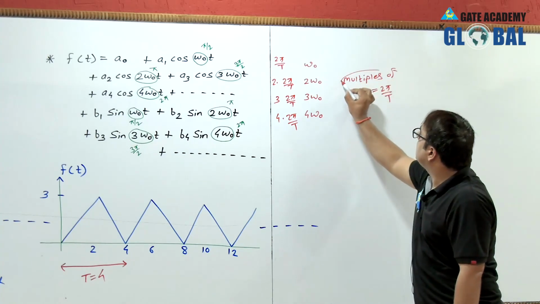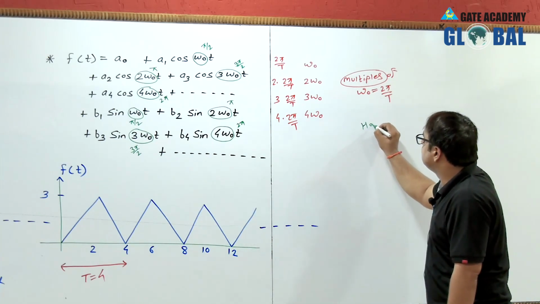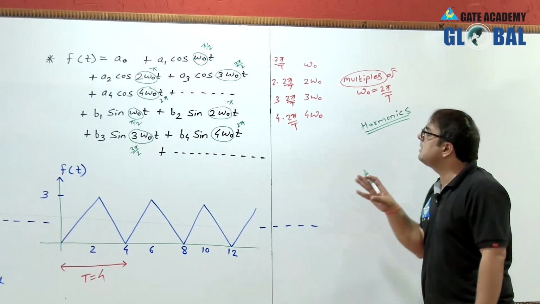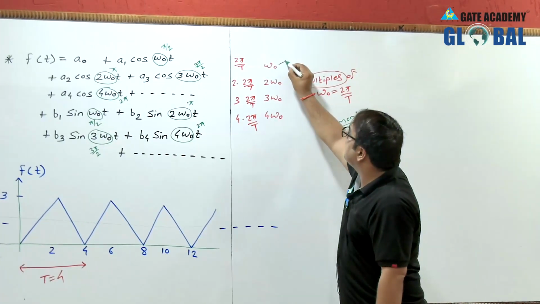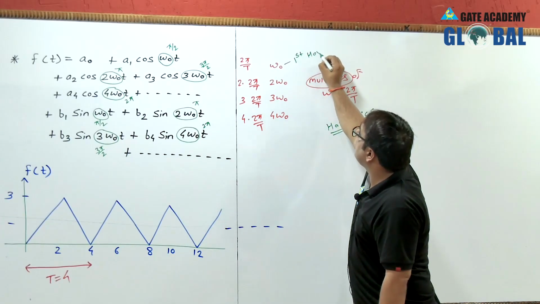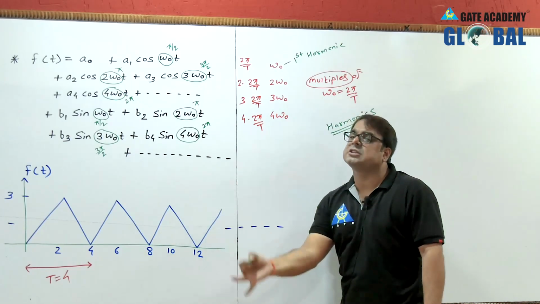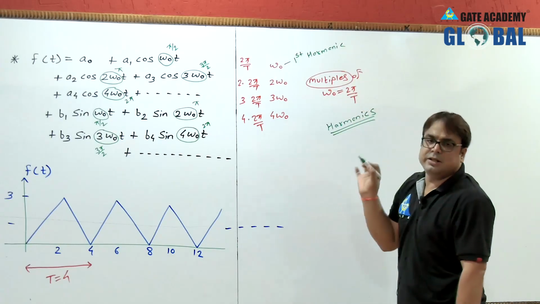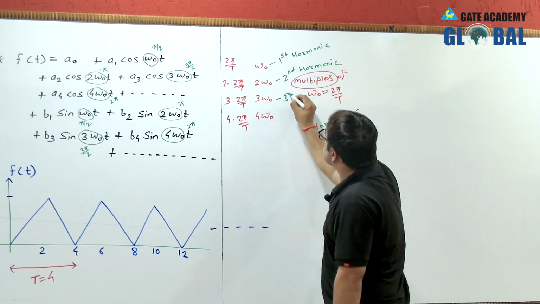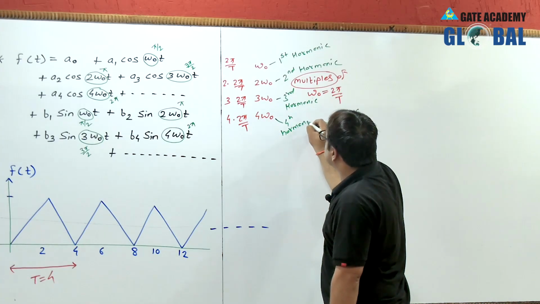Now I am coming to this word. All these are multiples of omega naught, and we use the term harmonics. We should know this term. Harmonics is nothing new, harmonics is just multiples. First multiple means first harmonic, second multiple means second harmonic, third multiple means third harmonic, fourth multiple means fourth harmonic, and so on.